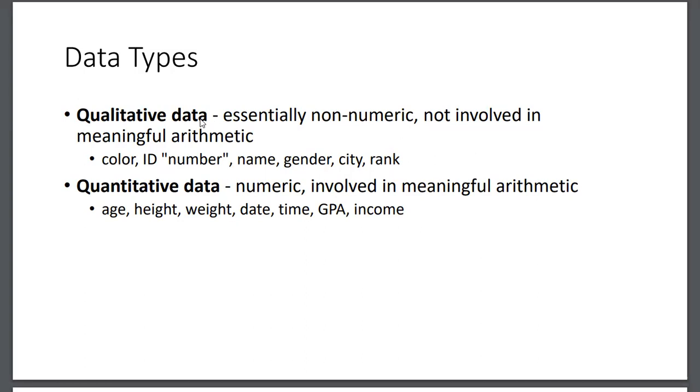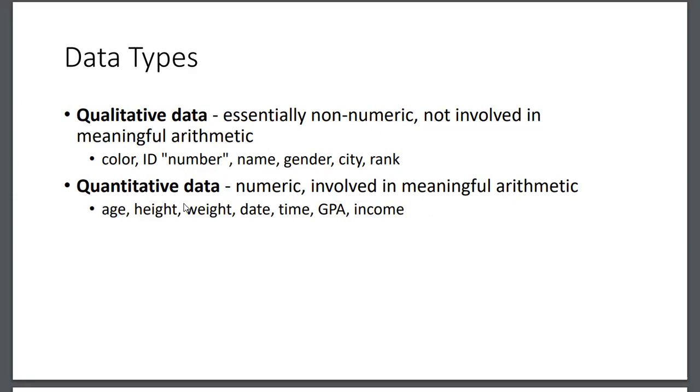Examples of qualitative data include color, like red, green, blue, and an ID number. Although it's numeric, its only purpose is to provide a unique label for something, such as a student ID or a social security number. It's not really intended to be involved in any arithmetic, not meaningful arithmetic. Also name, gender, male, female, city, or rank: most popular, second most popular.